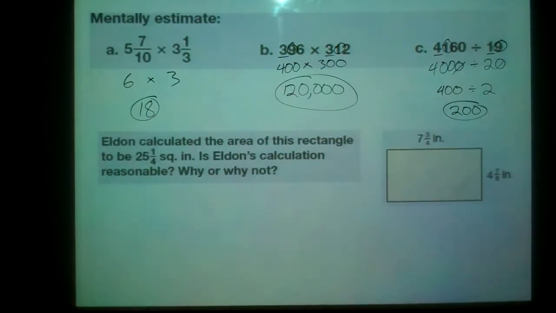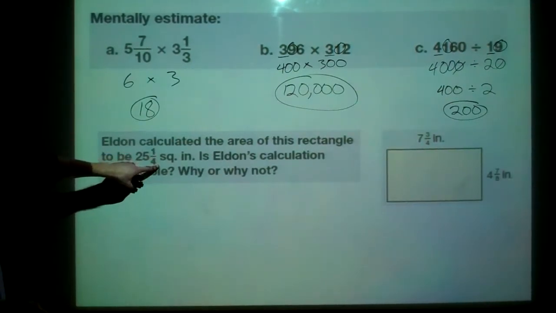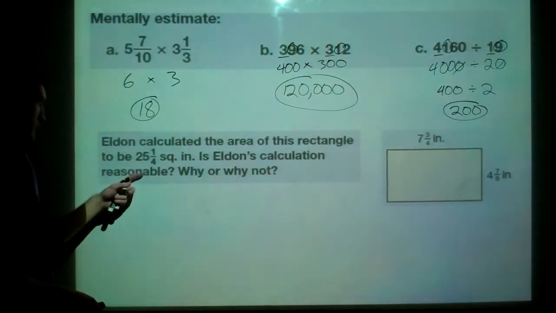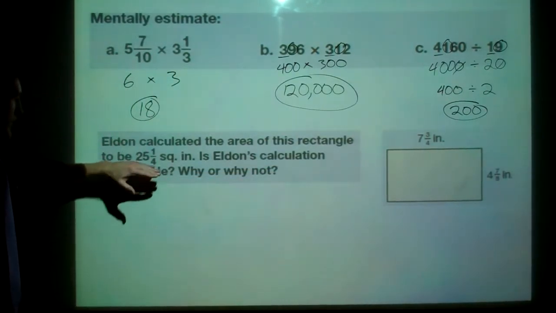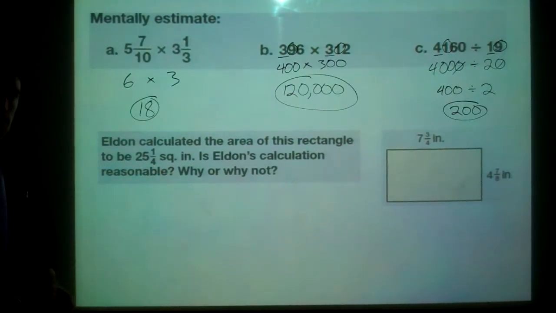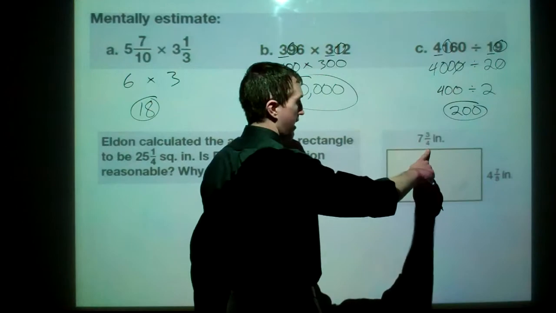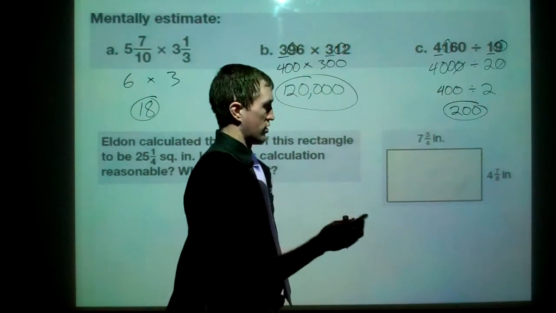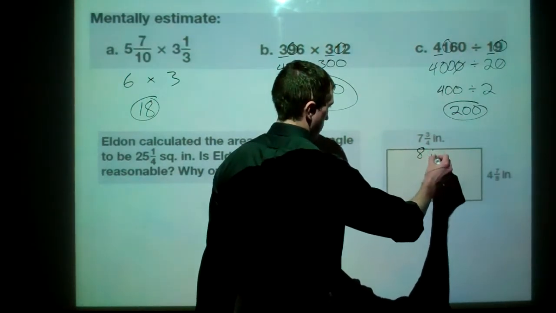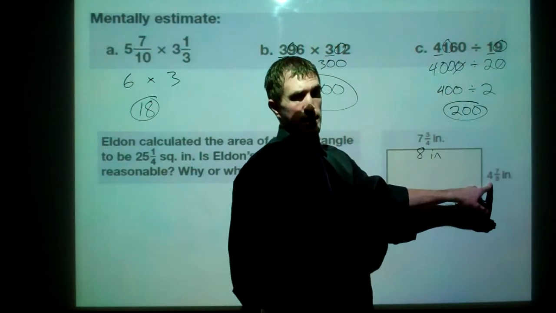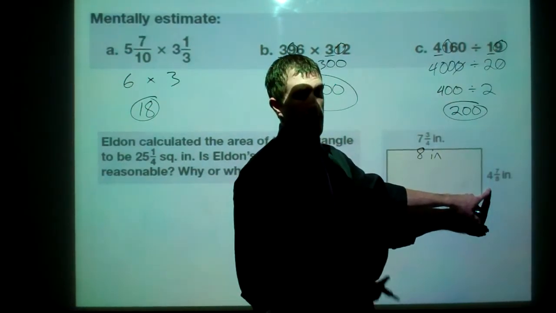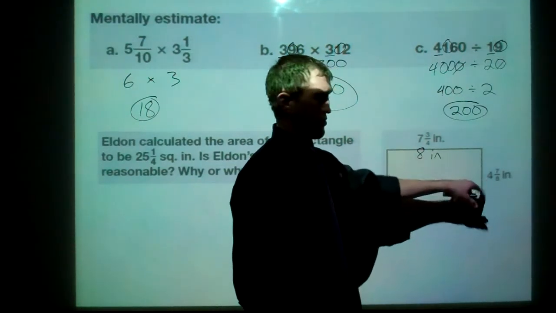And lastly here, we got about 2 minutes. So Eldon calculated the area of this rectangle to be about 25 1/4 square inches. Is Eldon's calculation reasonable? Why or why not? Well, this is what he got for an answer for the area. Let's round and see if we get anywhere close to that. 7 3/4. 3/4 is bigger than 1/2 because 2/4 is 1/2 and 3 is bigger than 2. So this is about 8 inches. 4 7/8. 7/8 is bigger than 1/2 because 4 is half of 8 and 7 is bigger than 4. So this rounds up to 5 inches.